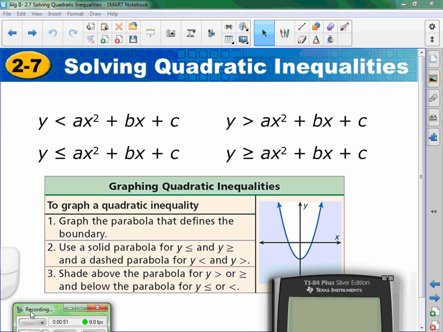When we graph quadratic inequalities, we graph the parabola that defines the boundary. So we graph as we usually do. We use a solid parabola for y is less than or equal to, and y is greater than or equal to. It is a dashed or dotted line when y is greater than or less than. For the shading, if it's any of the greater thans, it's shaded above the line. If it's any of the less thans, it's shaded below the line.